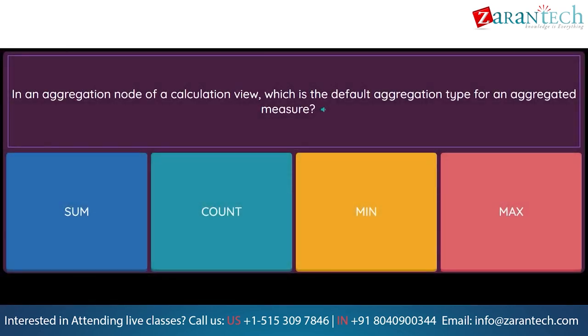Question: In an aggregation node of a calculation view, which is the default aggregation type for an aggregated measure? Option 1 Sum. Option 2 Count. Option 3 Minimum. Option 4 Max.